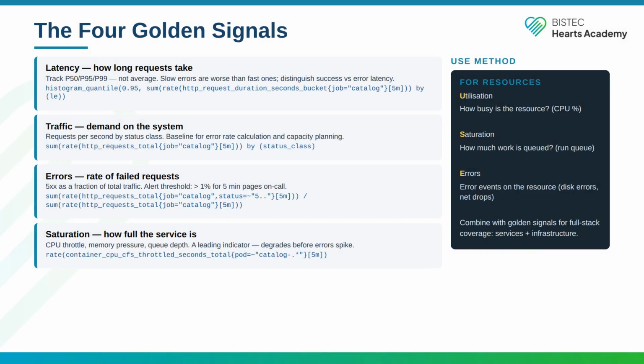The 4 golden signals come from Google's Site Reliability Engineering book. They represent the minimum set of signals required to understand whether a service is healthy. Latency measures how long requests take. Track P50, P95, and P99, not the average.